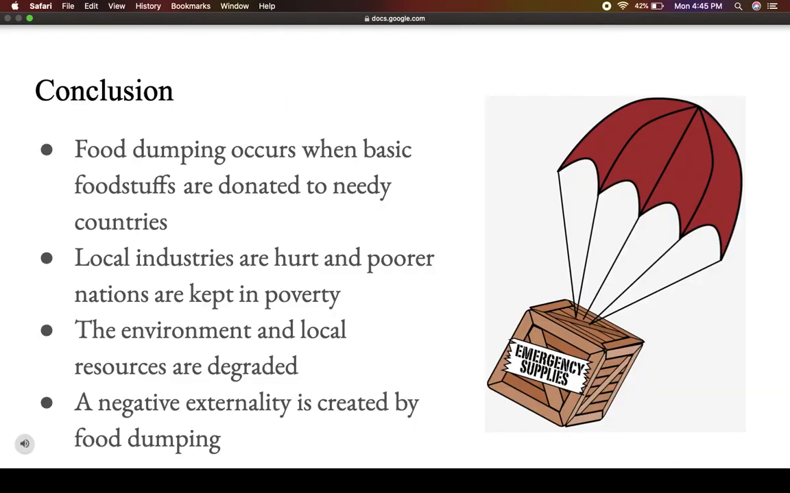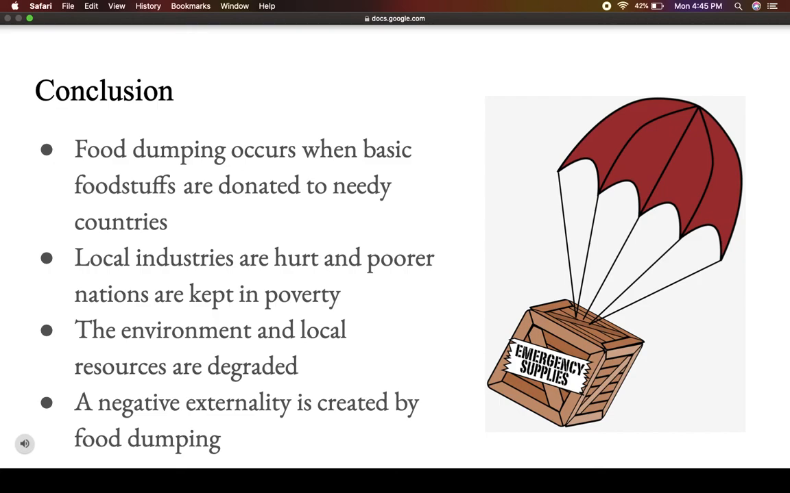Food dumping has a direct negative impact on the communities that were meant to be served by food aid. Over time, evidence has shown that local industries are stunted and poorer nations are kept in poverty. While providing food to needy countries is important, untied food aid is a better way to support these countries. By simply giving cash to needy countries, the goal of food aid is accomplished while also protecting local industries.